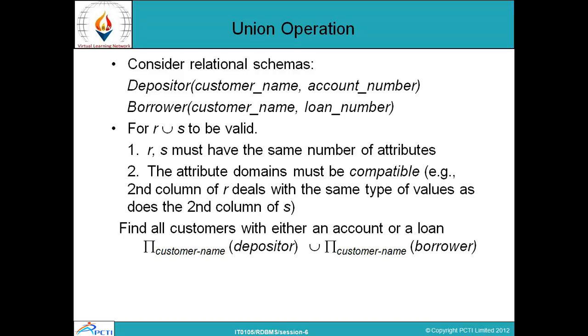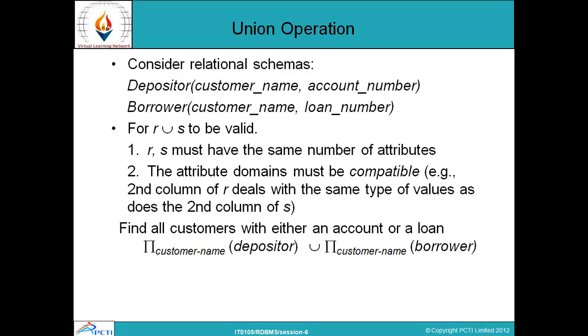In the union operation, consider here the relations represented in front of you. There is a depositor table; in the example the depositor table has customer name and account number. One more table is considered here, borrower, which contains customer name and loan number as the columns. Now the union operation we are applying over these two tables.